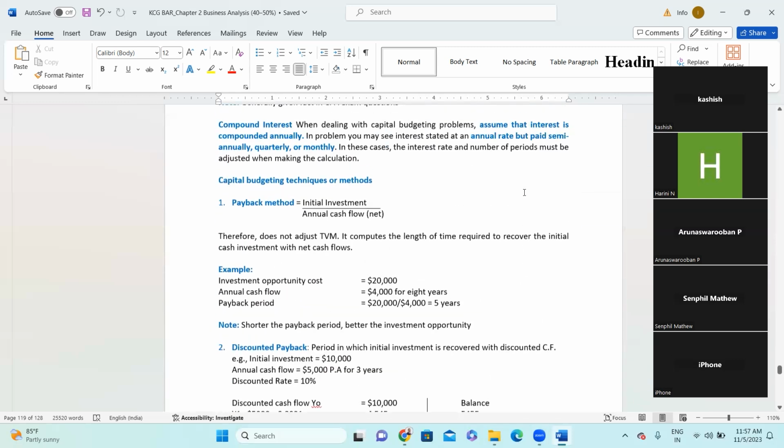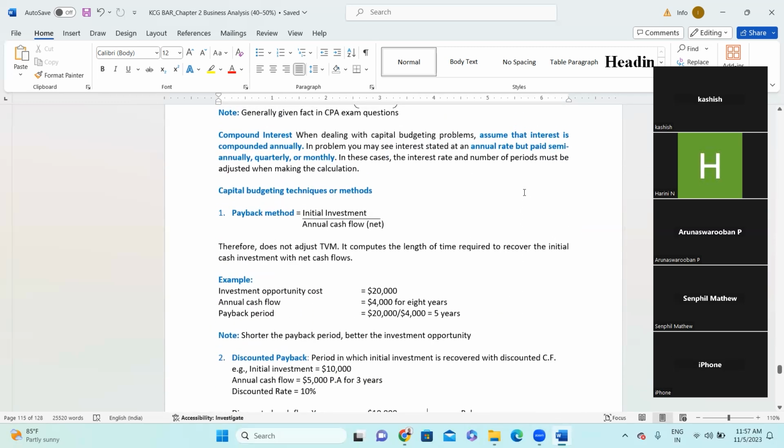Sir, how many numericals are we expecting in this particular topic? You can expect maybe 2-3 questions at least in your exam from this topic. And we'll be doing illustrations, and we'll also do practice questions for each category of capital budgeting technique.